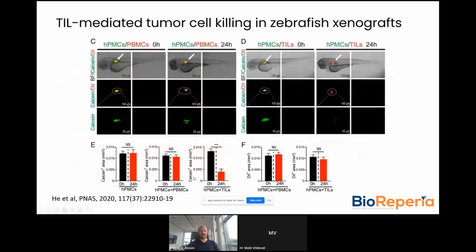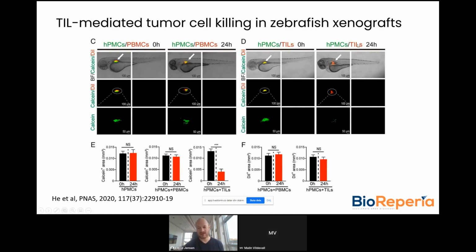A similar study was done by He et al. in the same year, demonstrating instead, when using a control situation with peripheral blood mononuclear cells, PBMCs, they were not able to regress the green melanoma cells here when they were co-injected in the subcutaneous base. However, if TILs that were isolated from the same patient that contributed the melanoma cells were injected together with the melanoma cells, these TILs were really highly effective at killing the melanoma cells, thereby demonstrating that they do have activity on their own.